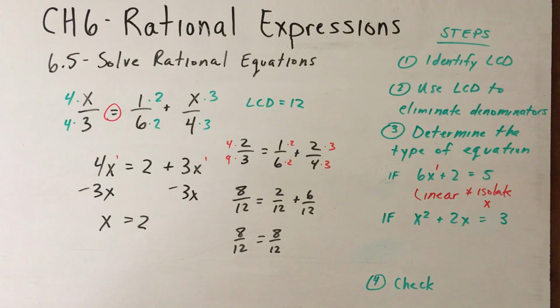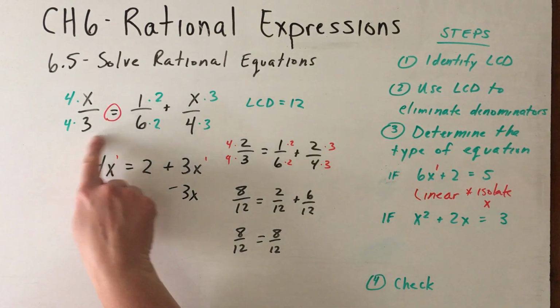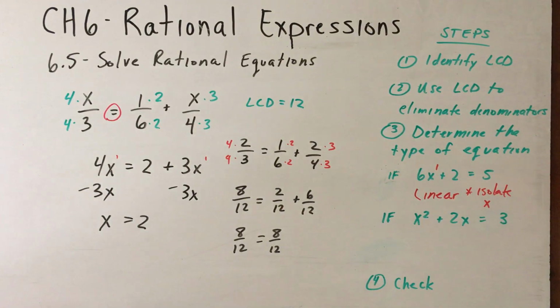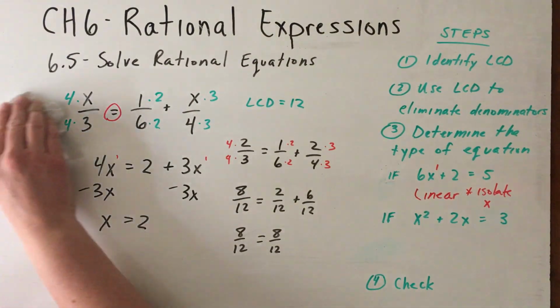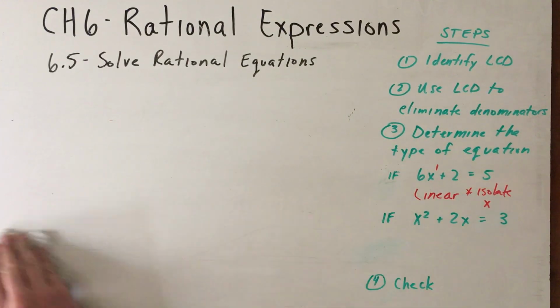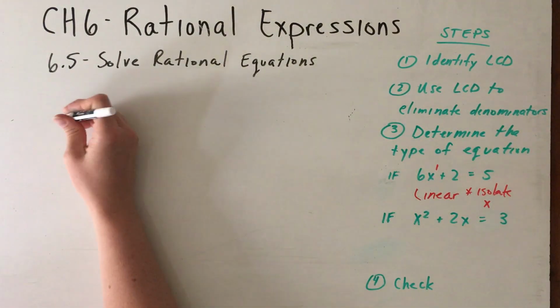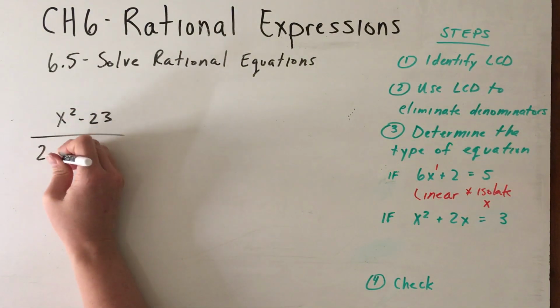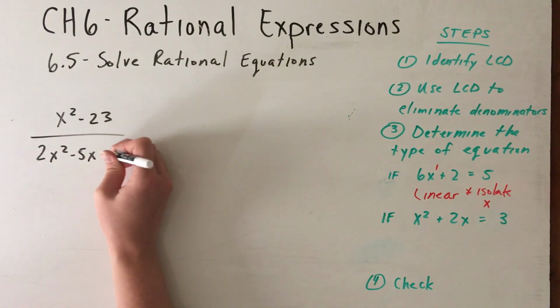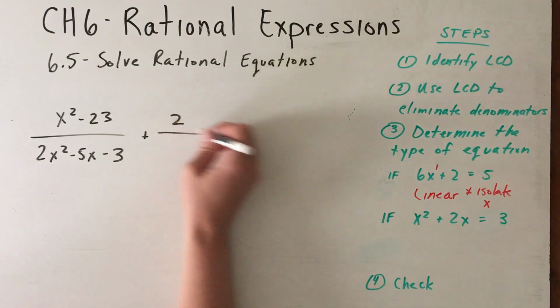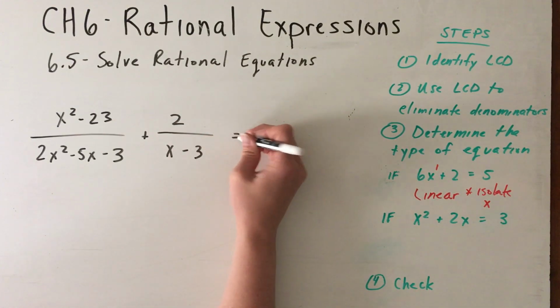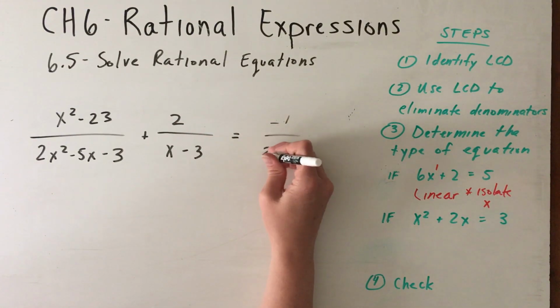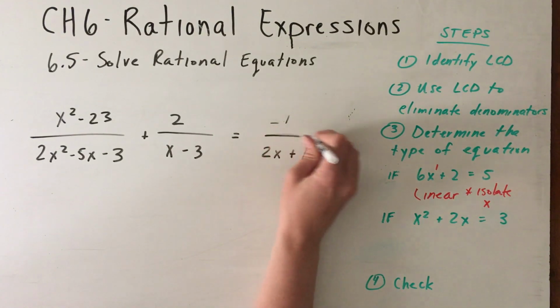The main reason we're going to check, though, is to check for extraneous solutions. Here we have no variable in the denominator. When we have a variable in the denominator, we need to make sure that the denominator is not 0. So we could also have an equation. Let's do another one. Let's say we have instead x squared minus 23 over 2x squared minus 5x minus 3, plus 2 over x minus 3, and that's going to be equal to negative 1 over 2x plus 1.